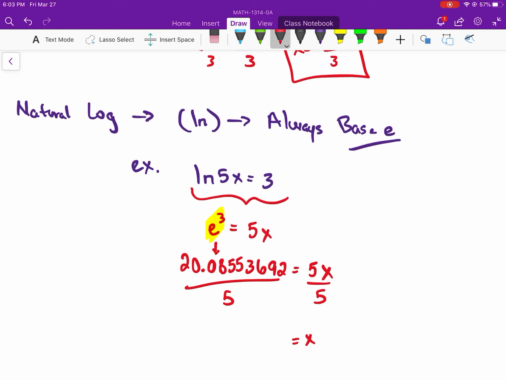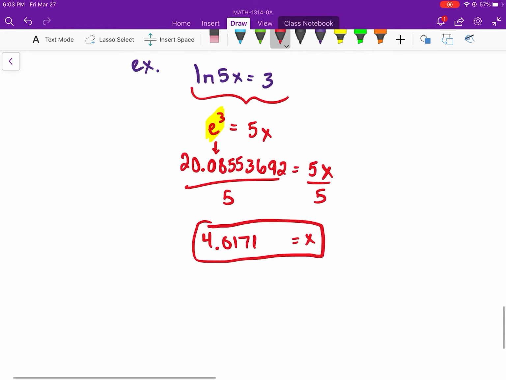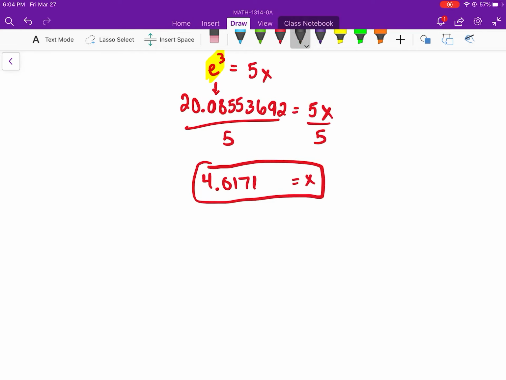Alright, the only thing left to do is to divide that by 5, and we get x equals, and this time I'm just going to round it to 4 decimal places just to save some time here, 4.0171, okay? And so that is my answer for that one. So there are two there that the base will not be pictured, and so you have to be extremely careful, okay?